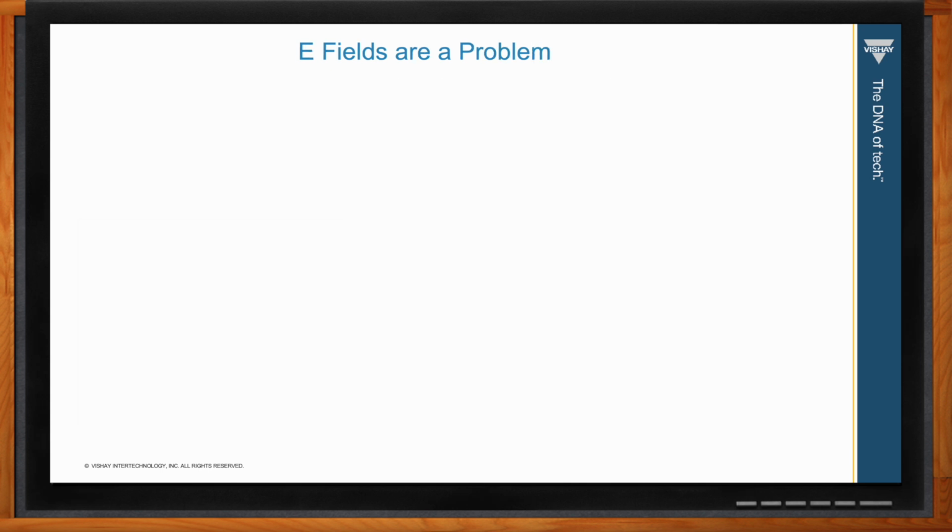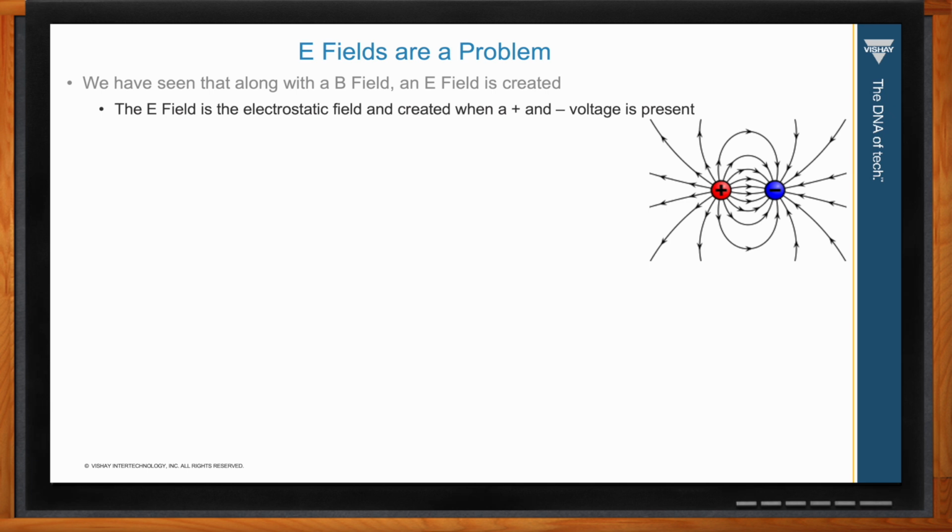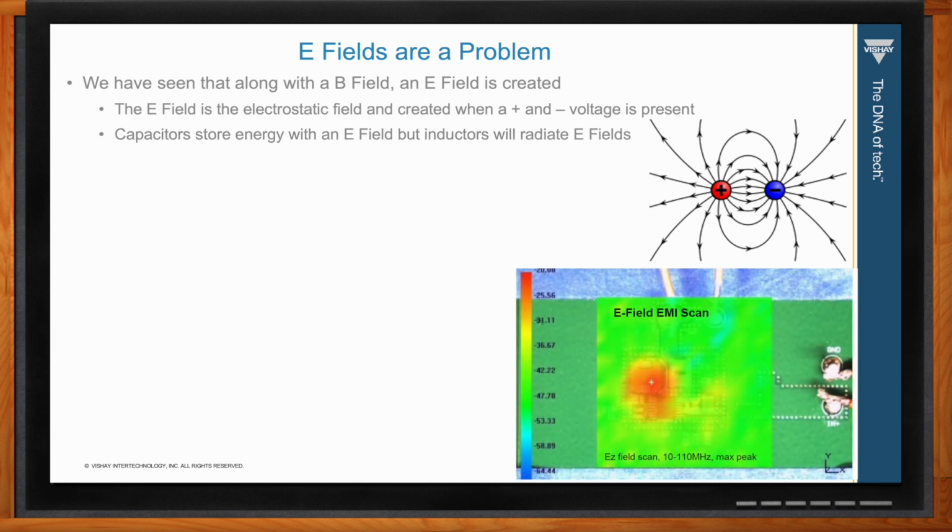So we've seen that along with a B field, an E field is also created. And once again, that's the electrostatic field, and it's created when a plus and minus voltage is present, as you can see here. And as we said, the capacitors store energy with an E field, but inductors will radiate E fields. You can see down below here, there's a scan, an E field scan.